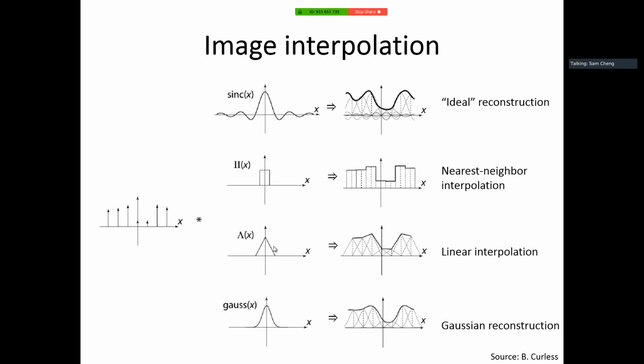But you can do something else. For example, if you have a triangular filter, wait, is that triangular? It's not a triangular filter in the frequency domain, I'm sorry. But if the filter in the spatial domain is triangular, you are just doing a linear interpolation, so you linearly interpolate 2 points. You have 2 points there, you just take the average between the two to fill in the middle, or you can do a Gaussian reconstruction.